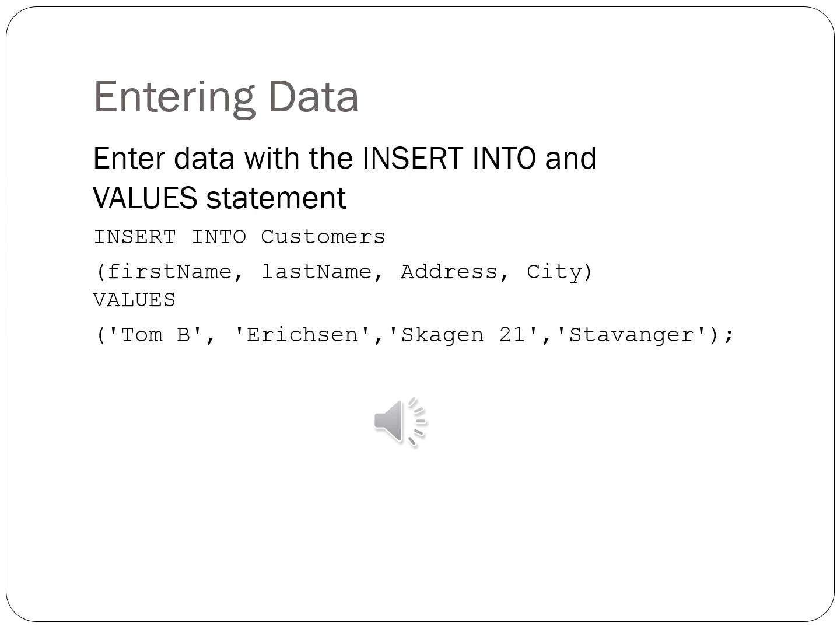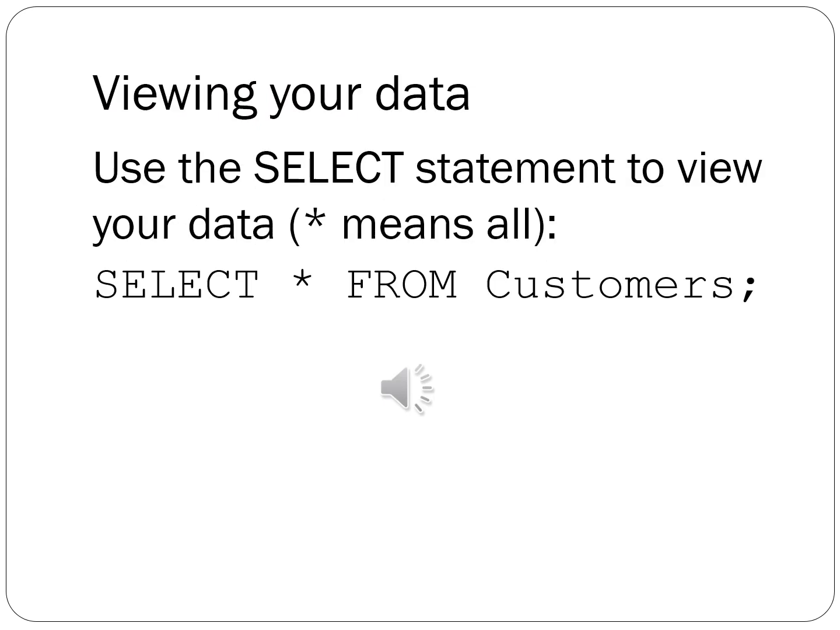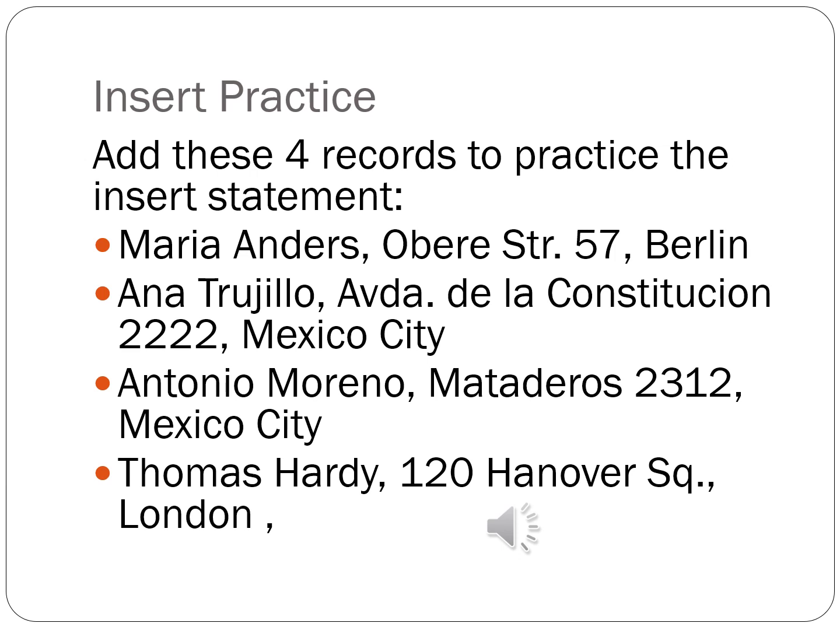Let's enter some data into our customers table. We enter data with the insert into values statement. Make sure you try it out. Now let's take a look at the data. To see the data we've added to our table, we use the select from statement. Use the asterisk to get all data. Let's enter a few records for practice using the insert into values statement.